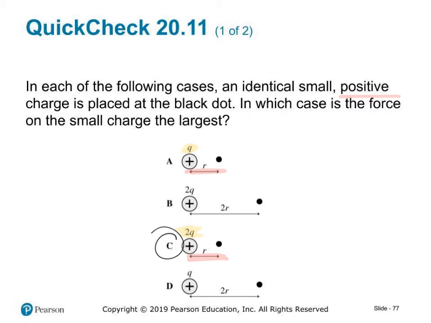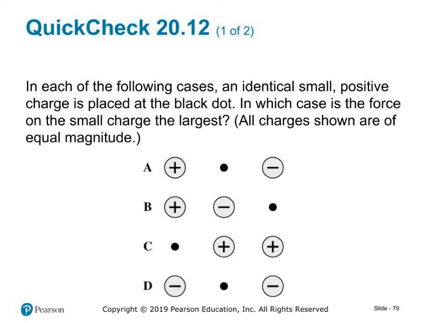Cool beans. Look, we did it, Mom. All right, I promise there's not too many more of these. I think just 2 more after this one, maybe 3.